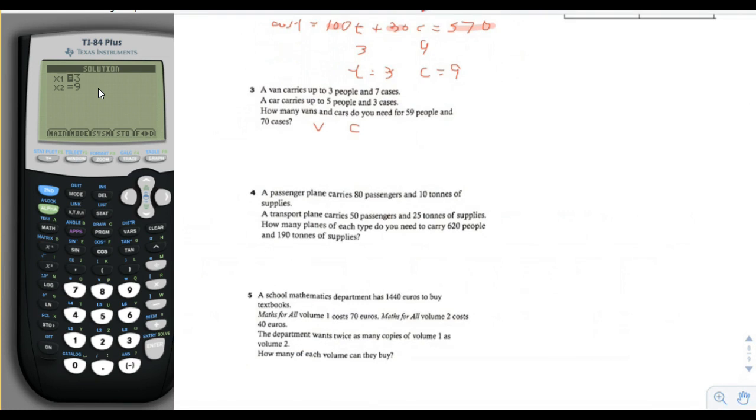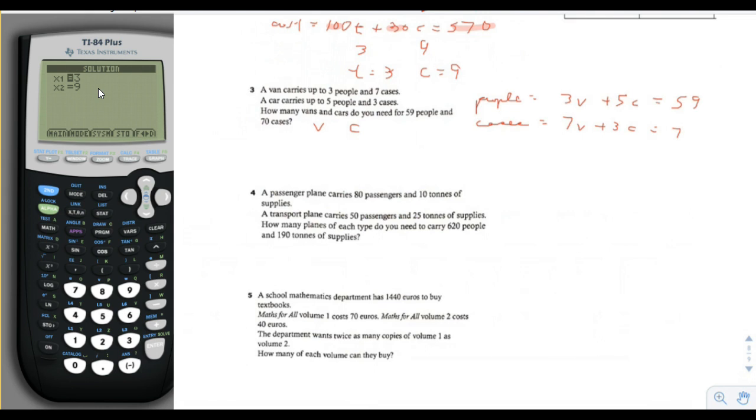So let's see, people equals 3 times van plus 5 times car. Cases equals 7 times van plus 3 times car. And the number of people total is 59, and the number of cases total is 70.